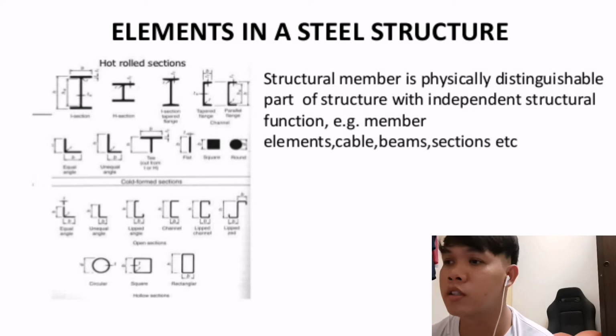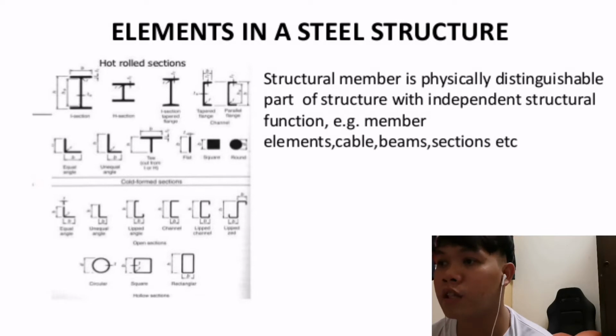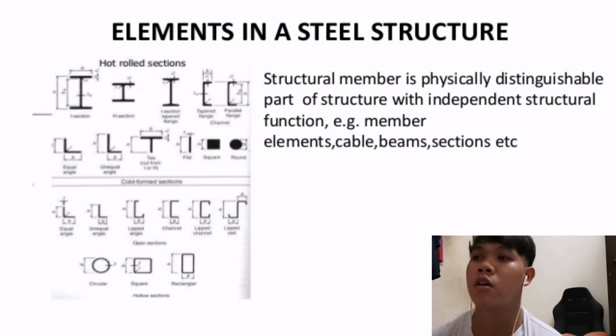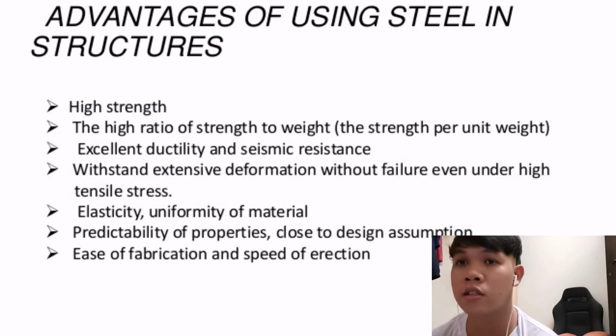So an element in a steel structure member is a physically distinguishable part of a structure with an independent structural function, like member element, cable, beam and section and another. So we go to the next slide.